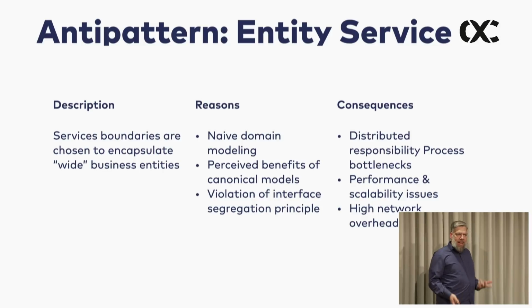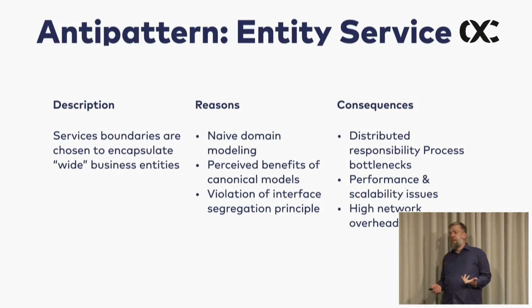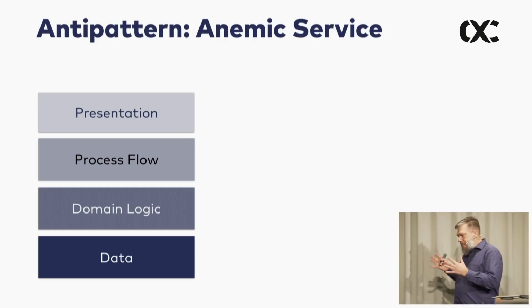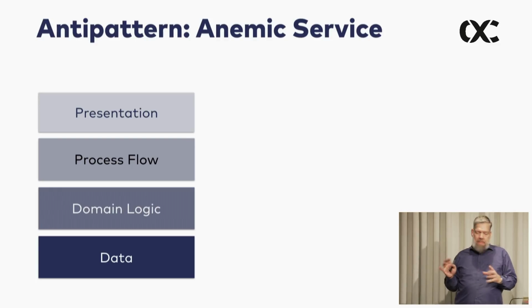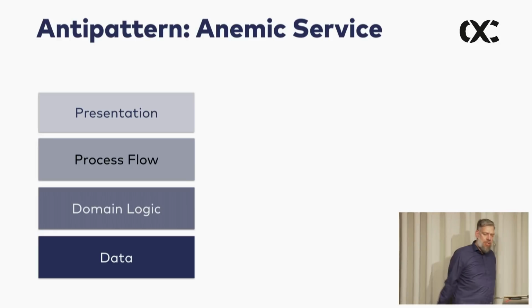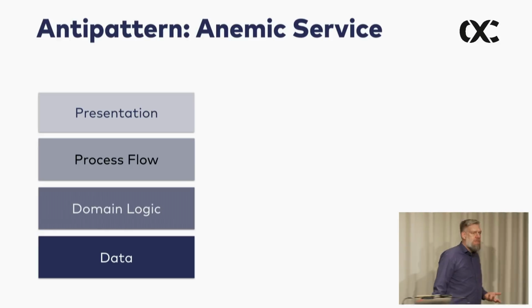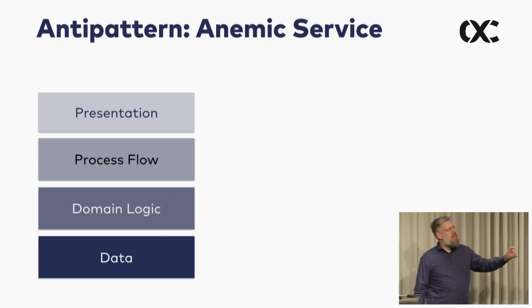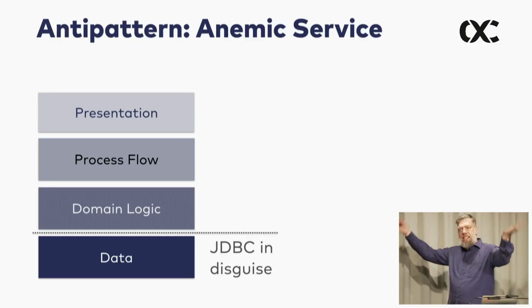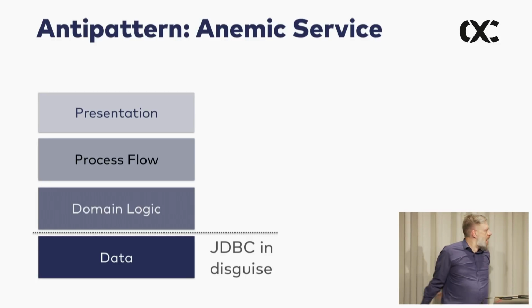Somewhat related to that is the next anti-pattern, which I like to call anemic service, right? It's not 100% the same thing, but it's pretty close. If you look at the typical layering, that would be some sort of layered application, then you could decide to have your service boundaries at the lowest layer, right? That would be like having JDBC in disguise. It's like giving everybody access to your data just directly.